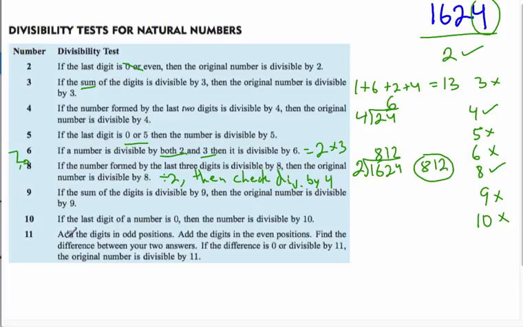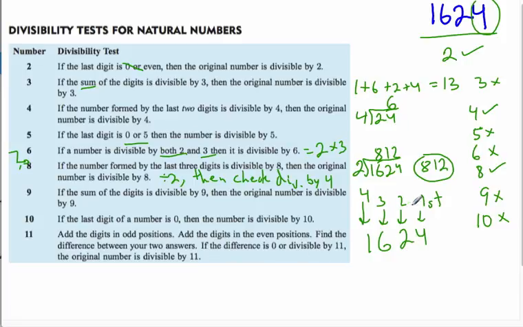Now for 11, add the digits in the odd positions. Okay, so we've got 1624. This is the first position, second, third, and fourth position. So we add the digits in the odd positions, add the digits in the even positions, and find the difference.